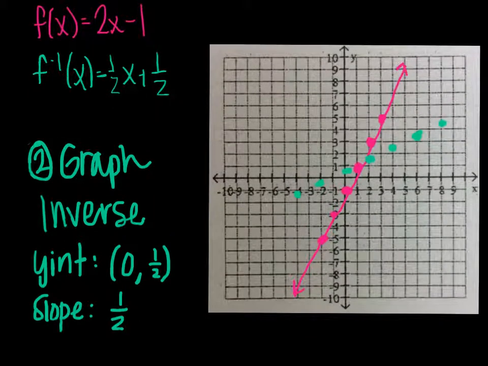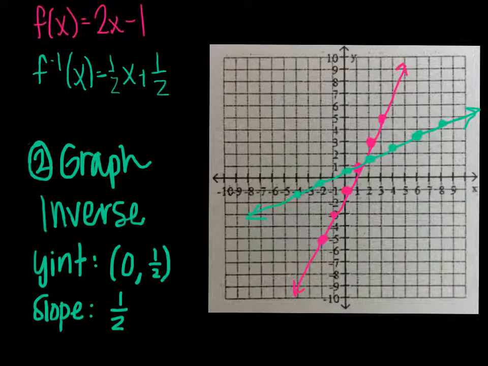So we're going to do the same thing with the inverse. We're going to graph the inverse. The y-intercept is 1/2, and from the y-intercept we're going to go up 1, right 2, up 1, right 2, up 1, right 2, or we can go down 1, left 2, down 1, left 2. And once we've got those points plotted, we're going to connect them again with a line.